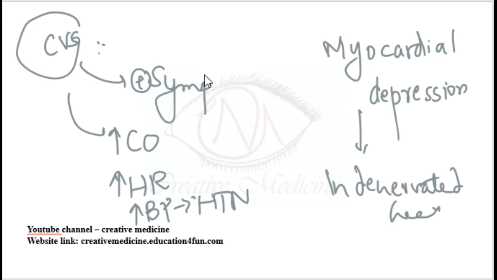It is also the treatment of choice for low cardiac output states because it increases cardiac output. Low cardiac output states like constrictive pericarditis, congestive heart failure, and cardiac tamponade, for them ketamine is the treatment of choice. It can cause myocardial depression mainly in denervated heart.